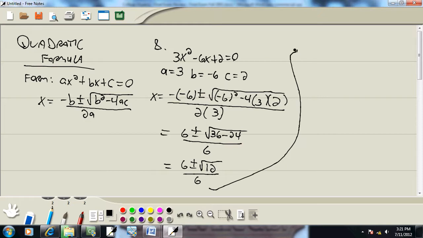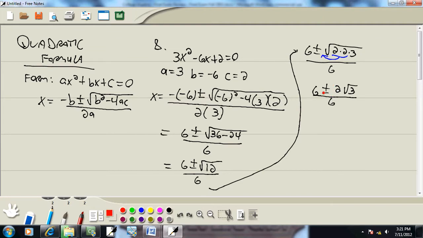Again, no matter where you are, simplify your radicals before you go on. 12 is 2 times 2 times 3. And remember, with square roots, we're looking for a pair of somethings. Well, here's a pair of 2's. Those are going to come out as a single 2. So we've got 6 plus or minus 2 square root of 3 all over 6.